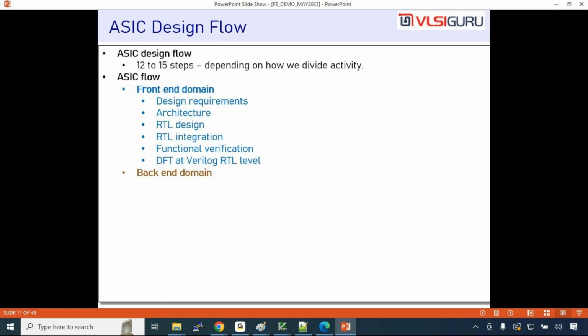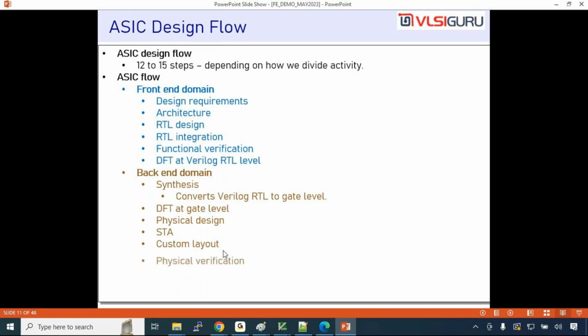Okay. So what does the backend domain start with? Synthesis. The next stage is called DFT at the gate level. There we do DFT at the RTL level also, Verilog level also, at the gate level also. Then you have physical design. Then we do static timing analysis, custom layout, physical verification.